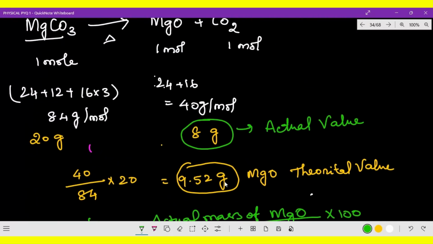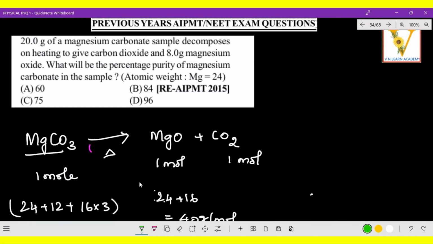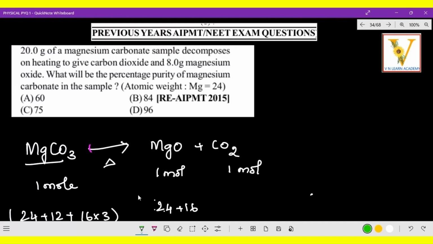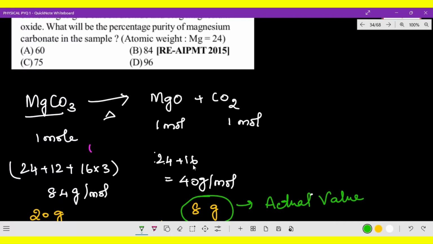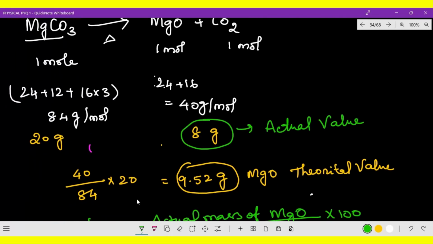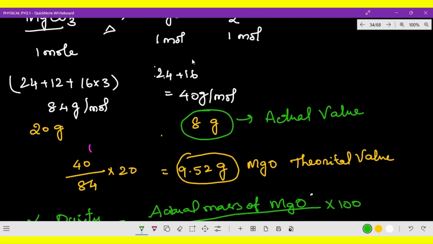What are the steps we are following? See, if you write the balanced equation only, 3/4 of the answer you will know. See, here 1 mole and here 1 mole. The same way, here molecular mass, so here also molecular mass. Then following the data, we identify 40. Molecular mass of magnesium oxide divided by molecular mass of magnesium carbonate into 20 gram, that is given. It is actually a cross multiplication, which I did not write, that is what I'm explaining now. So 40 by 84 into 20, you are getting the theoretical value we are calculating according to that point.